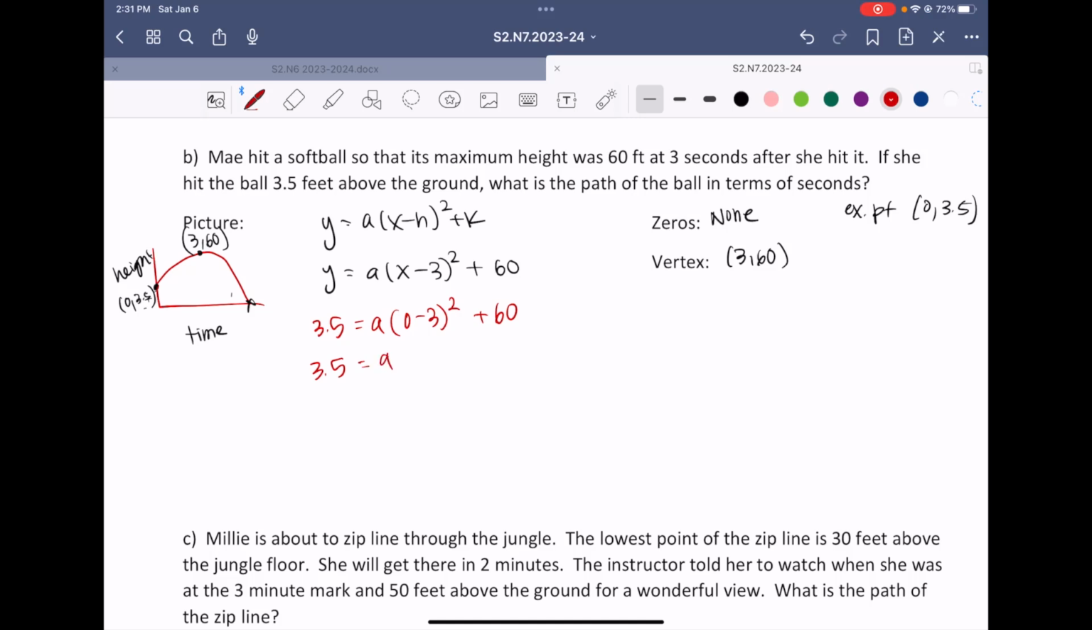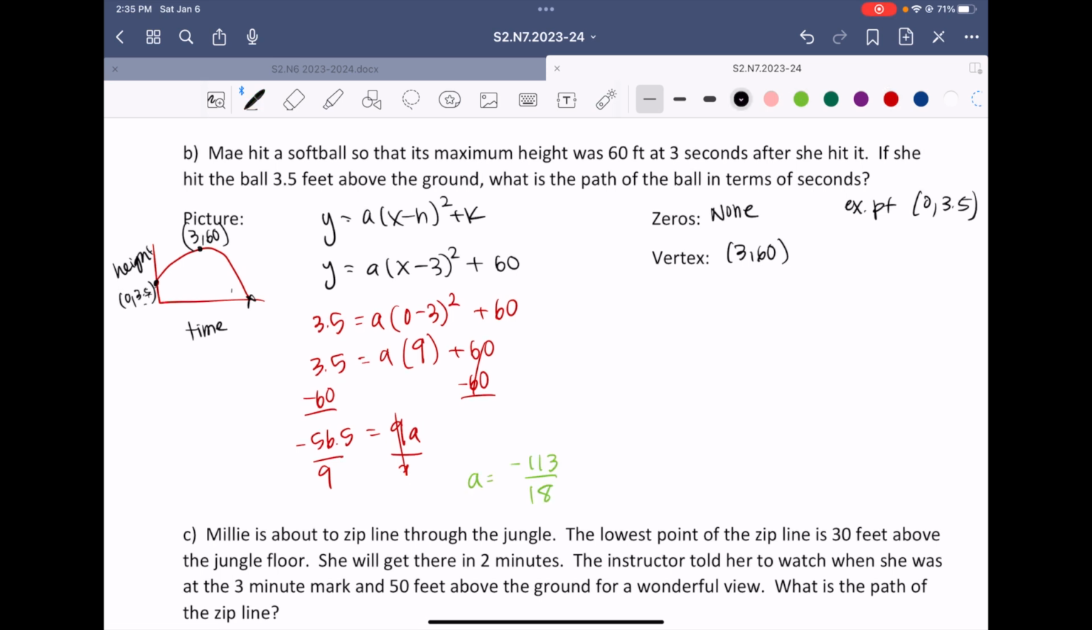And negative 3 squared is a 9. Let's subtract 60 from both sides. So I've got a negative 56.5. Divide both sides by 9. Ooh. And we don't really want that to be a fraction. So what I'm going to do, if you have a calculator, do the 56.5 divided by 9, and then use the button that changes it into a fraction.